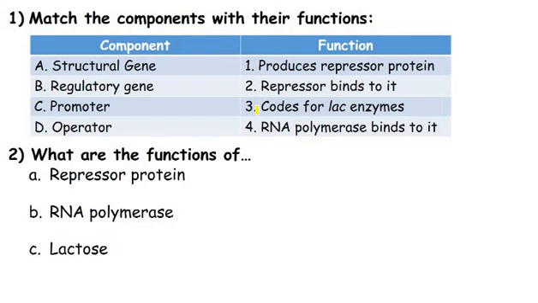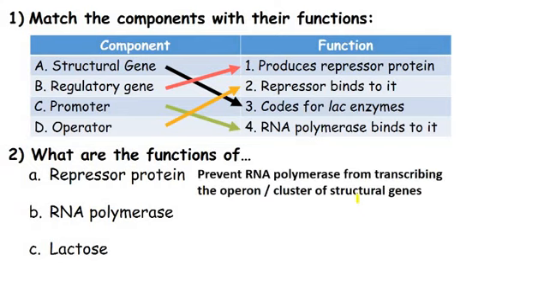Okay, so a structural gene is the gene that codes for actual lac enzymes in the lac operon example. A regulatory gene is one that produces a repressor protein. Then we've got a promoter. This is where RNA polymerase binds, and an operator where the repressor protein binds. The function of the repressor protein is to prevent RNA polymerase from transcribing the operon, or the cluster of structural genes. These two words are almost interchangeable.